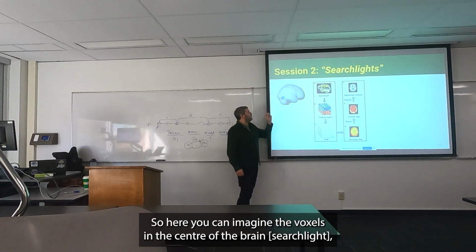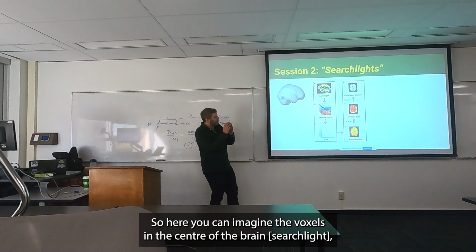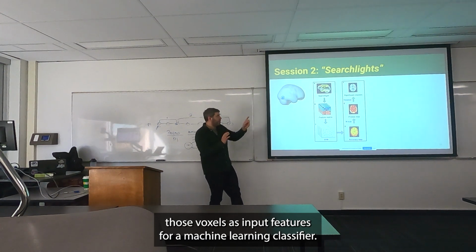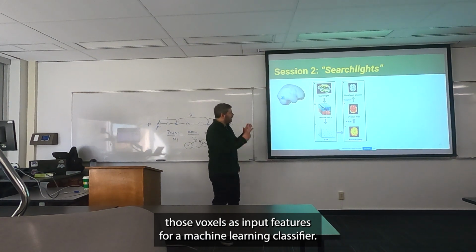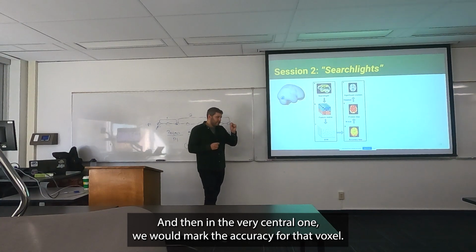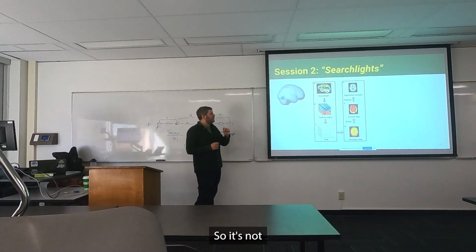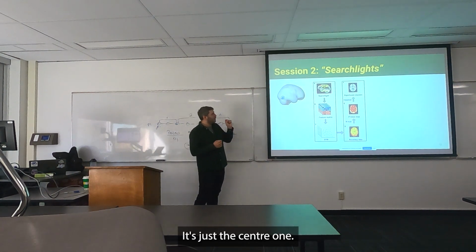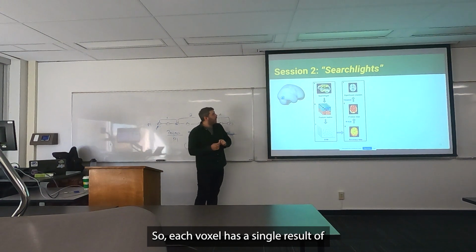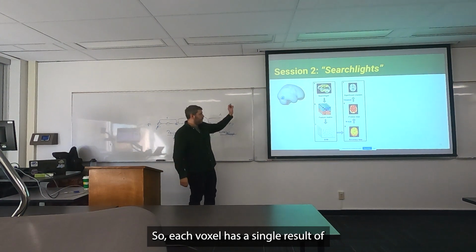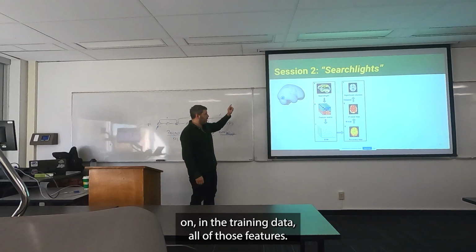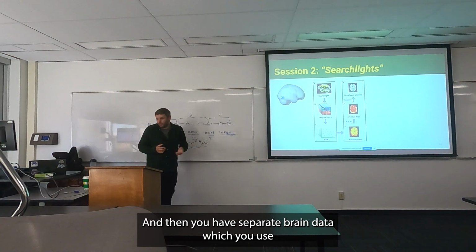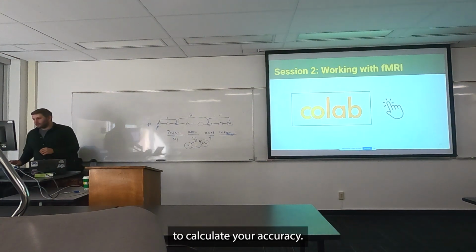Here, you can imagine one voxel in the center of the brain, and then we would take a radius around there, consider those voxels as input features for a machine learning classifier, and then in the very central one, we would mark the accuracy for that voxel. So it's not that every voxel in the searchlight gets updated with the accuracy value, it's just the center one. Each voxel has the result of being tested, with the training data using all of those features, and then you have separate brain data which you use to calculate your accuracy.